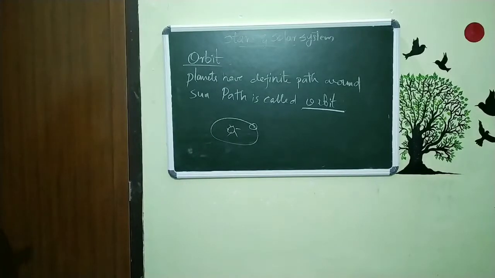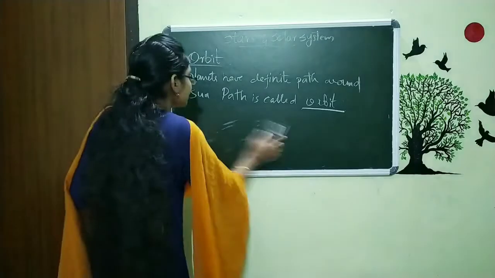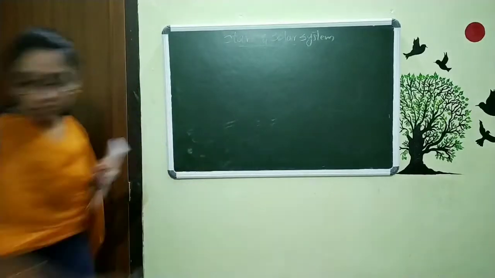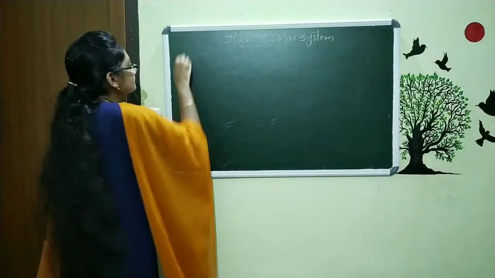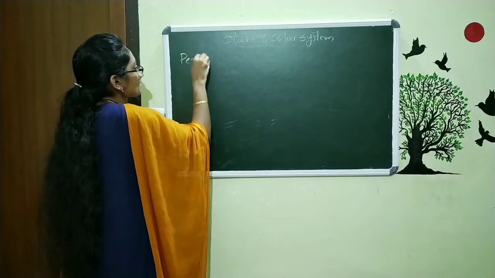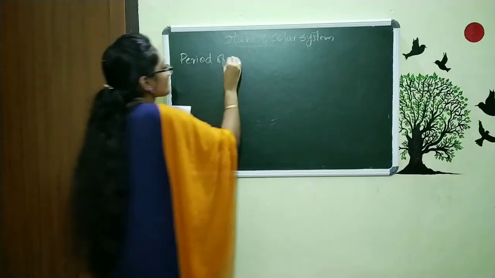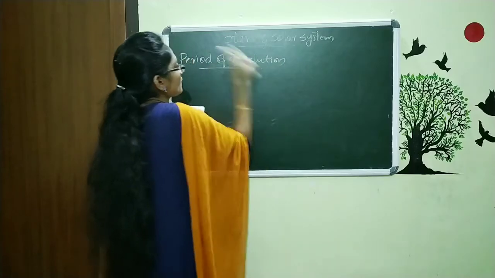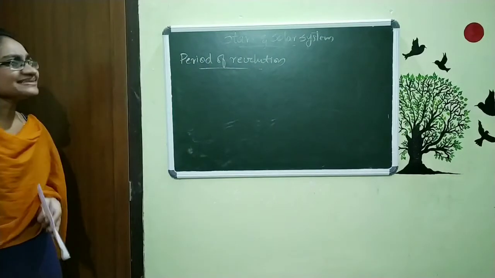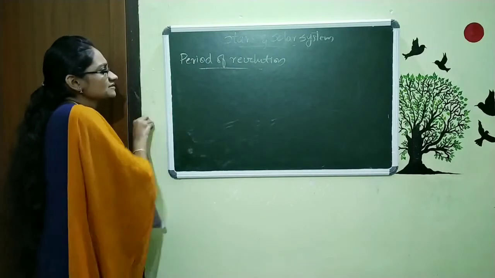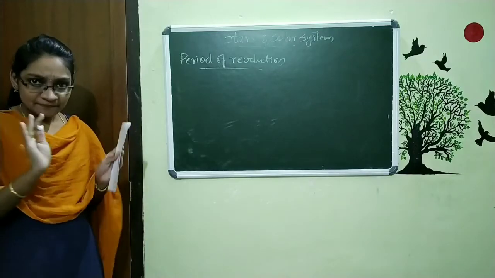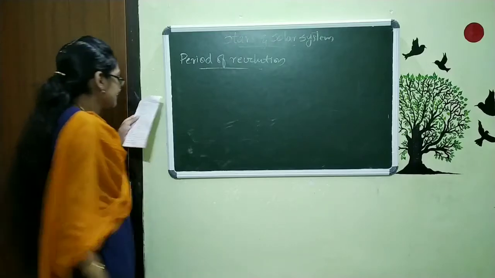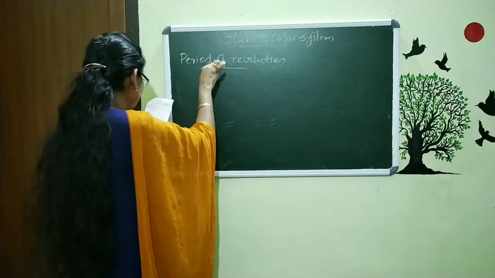Now we want to study the period of revolution. Period of revolution. What does this period of revolution mean? Period means a particular time. The meaning of period is time. So, this period of revolution is this.